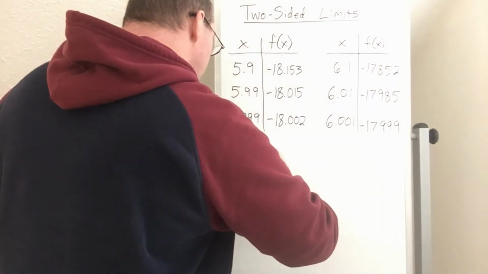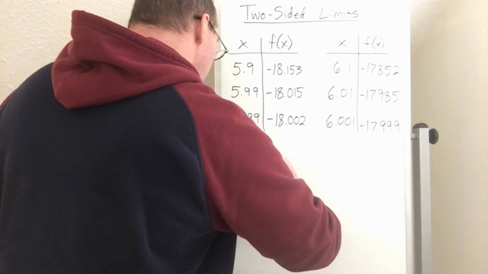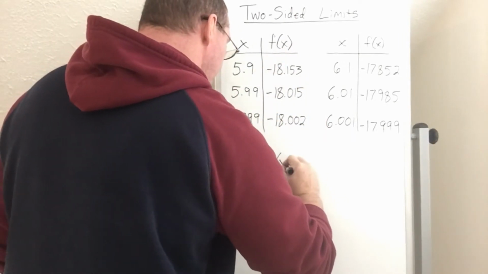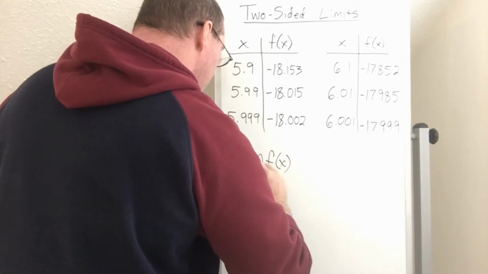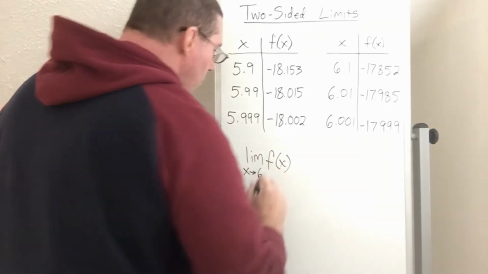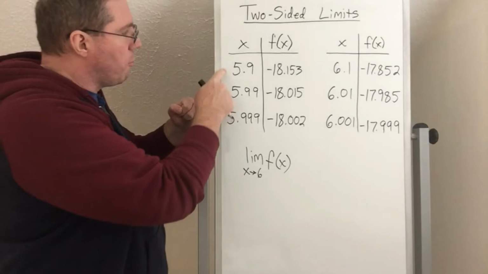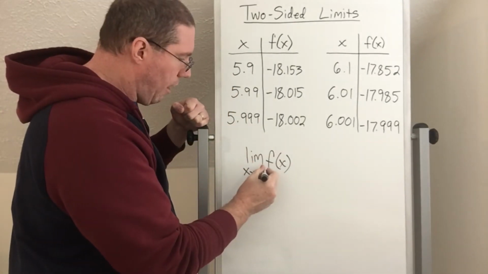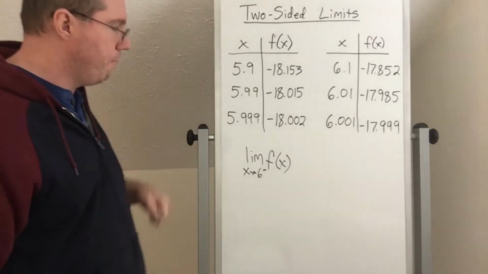So in this case, it's going to be a limit of f of x as x is approaching 6. And what side is x approaching 6? Well, these numbers are smaller than 6, so it's approaching 6 from the left. So we'll put a little minus there, right?